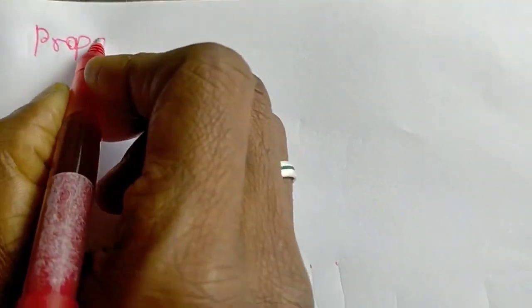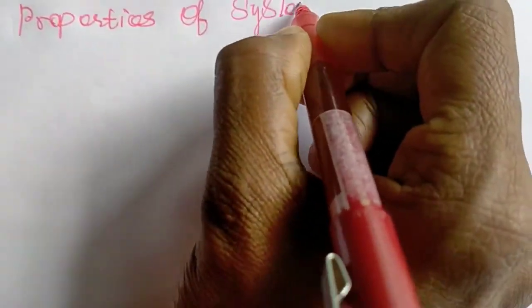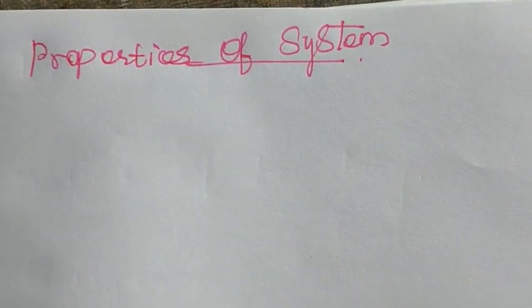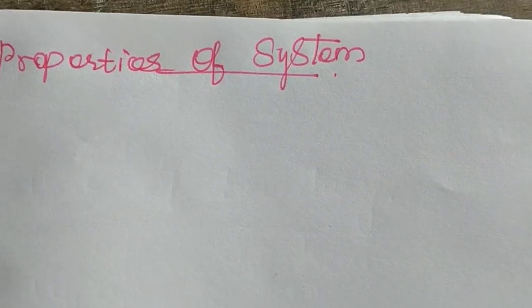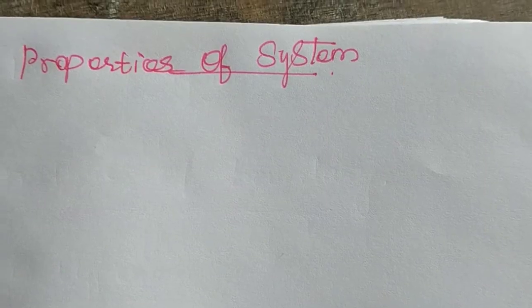Next one, what are the properties of system? So what are the properties of the system we have to know to understand this thermodynamics. Properties of the system. The properties of the system are considered here into 2 types, intensive and extensive properties.